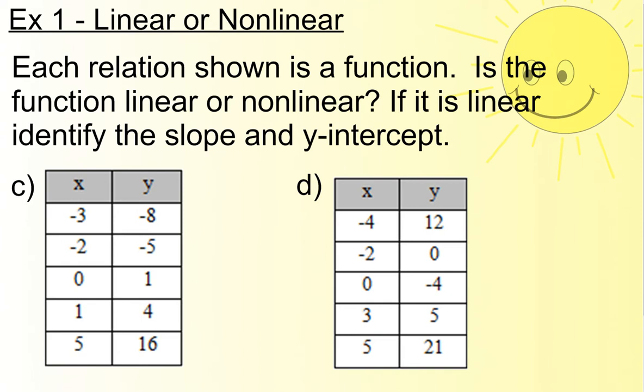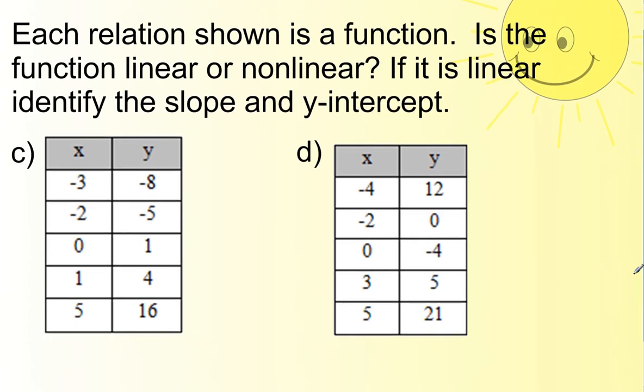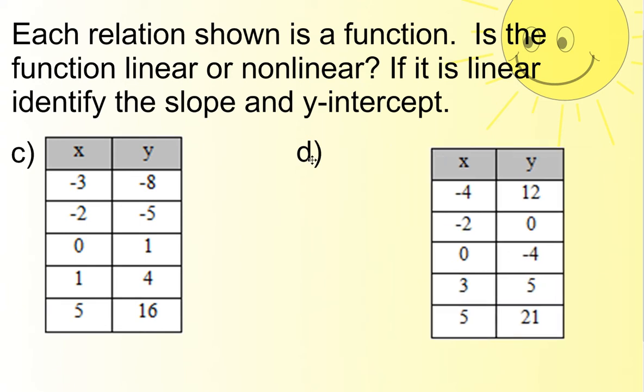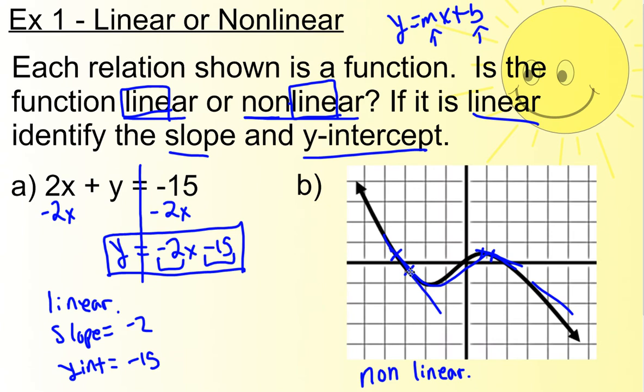Letters C and D. Now, these two are both tables. And we're still trying to figure out if this is a linear function or not. Well, something I said just in the last problem, letter B, I think will help us a lot here. Because I said something like, here the slope would be different than there. The only way this would be linear is if the slope is the same everywhere.